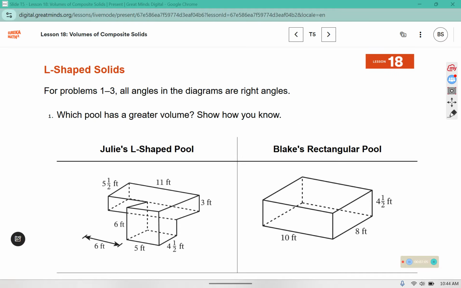For problems 1 through 3, all angles in the diagrams are right angles. Which pool has a greater volume? Show how you know. Well, Julie's pool is an L-shaped pool, but it has a deep end. And Blake's rectangular pool is the same as before. So we know that Blake's holds 360 feet cubed, but we need to calculate the volume for Julie's L-shaped pool.